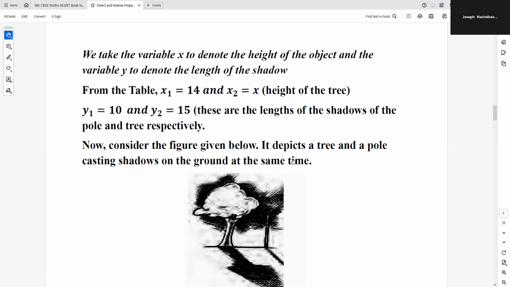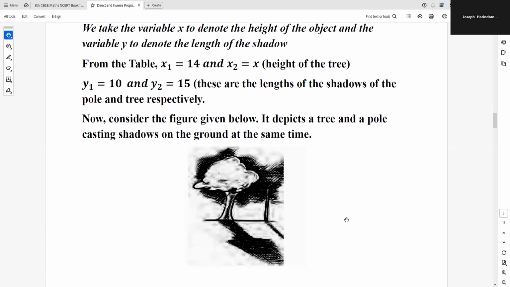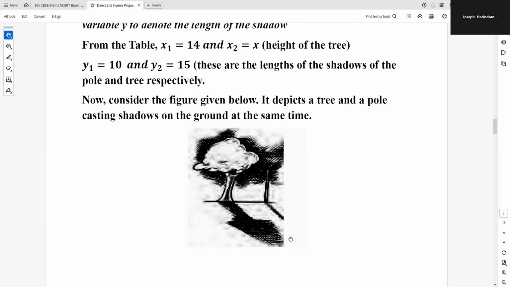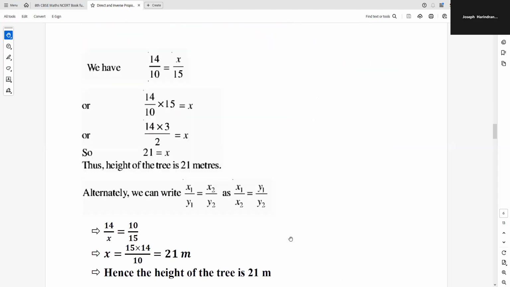Now consider the figure below, which depicts a tree and a pole casting shadows on the ground. This figure shows you how the vertical lines are perpendicular to the ground. The pole is also, at the same time, casting a shadow. Now we will have 14 by 10 is equal to x by 15. This is what we get.